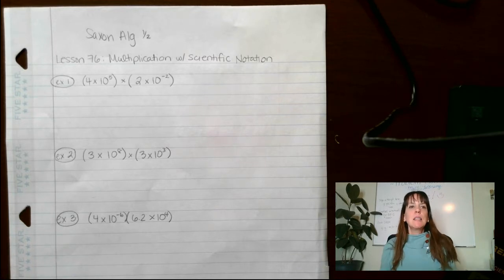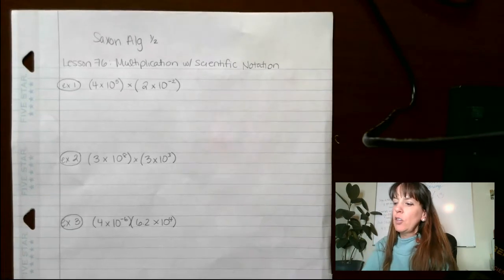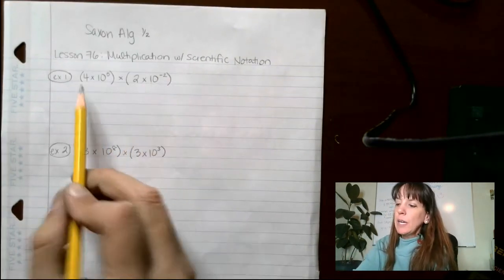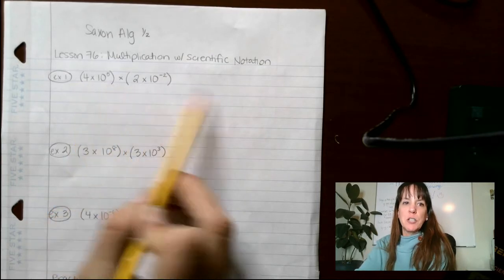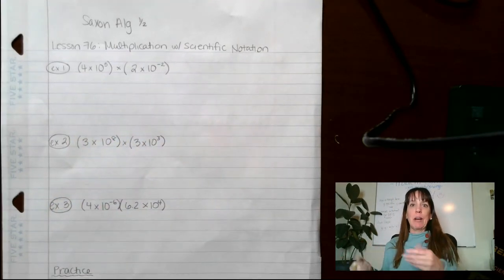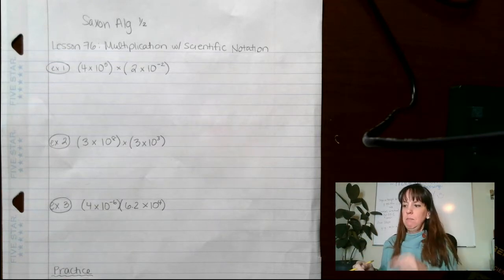All right, guys, this is Saxon Algebra 1/2, 3rd edition. If you have any questions, let me know. Let's start right here. We're on page 240. So guys, these all mean multiplication. We're gonna be talking about scientific notation. Again, scientific notation is a fancy way of writing really big numbers or really small ones.